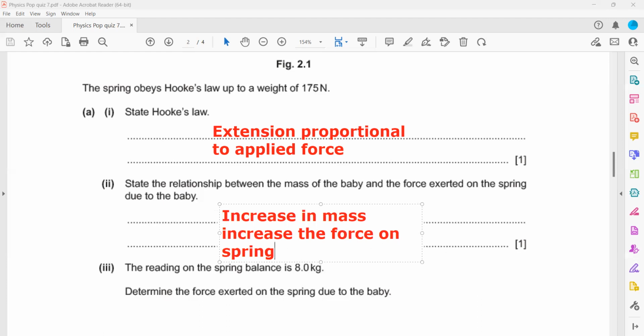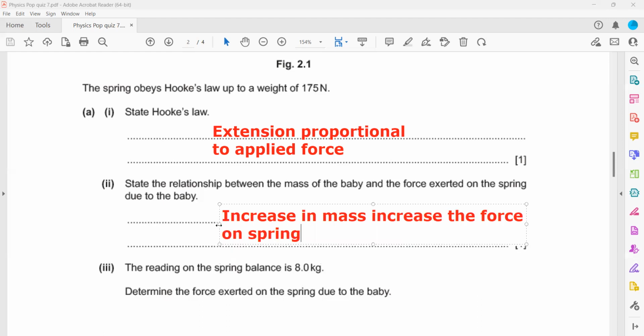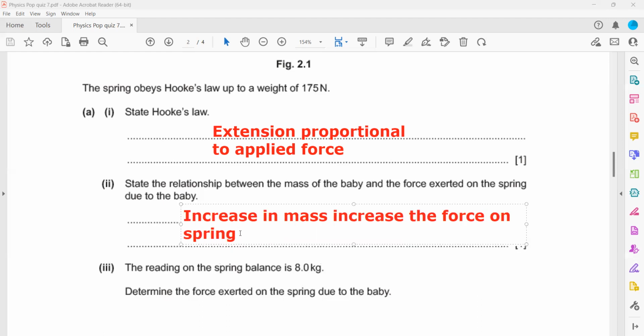Or you can also say that, for the relation, you can write an equation: the weight, or the force on the spring, is equal to mass multiplied by gravity. W equals m into g. Or you can also say that mass and weight are directly proportional to each other.